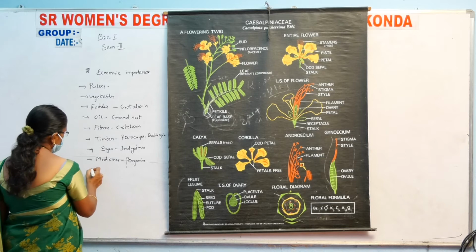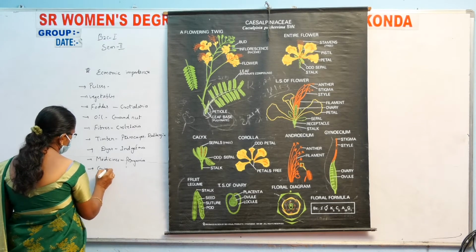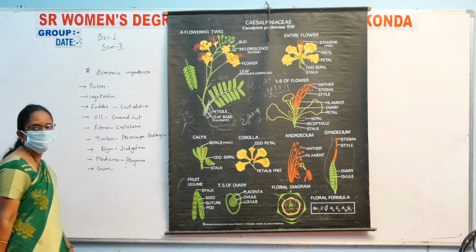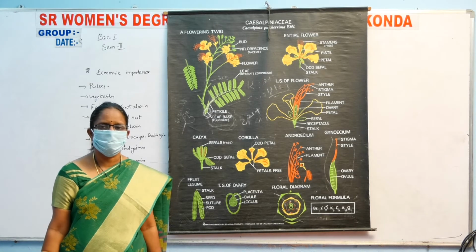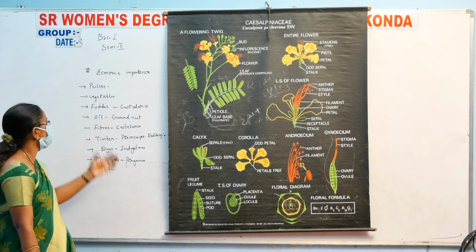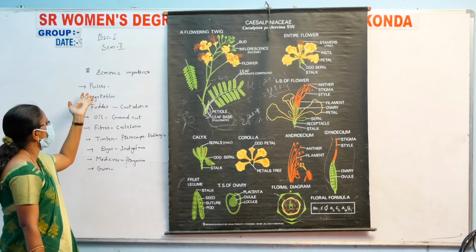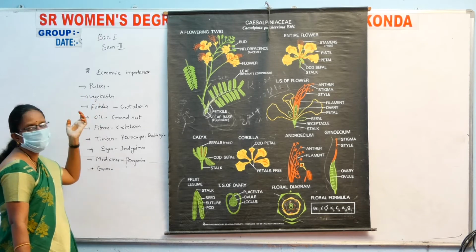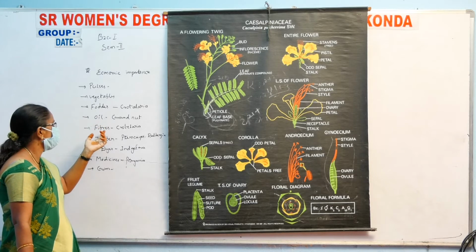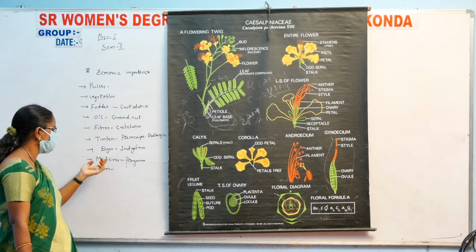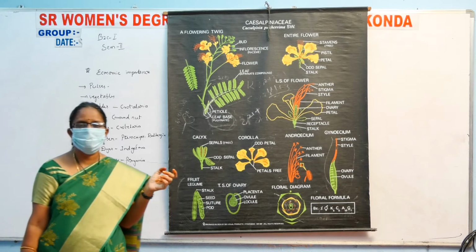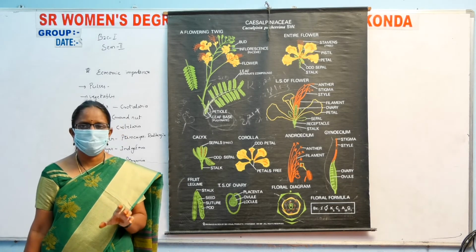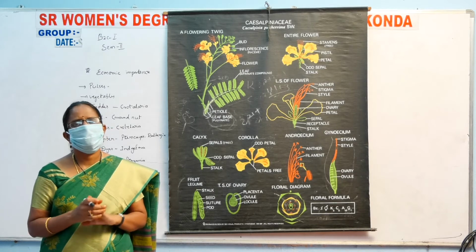For example, some plants are used in the preparation of gums. These are the examples of Fabaceae economic importance. In Fabaceae economic importance, the Fabaceae plants are used as pulses, vegetables, fodder, oil, fibers, timbers, dyes, medicines, gums. This is very important in your short questions, the economic importance of Fabaceae, and these are very common plants in Fabaceae.